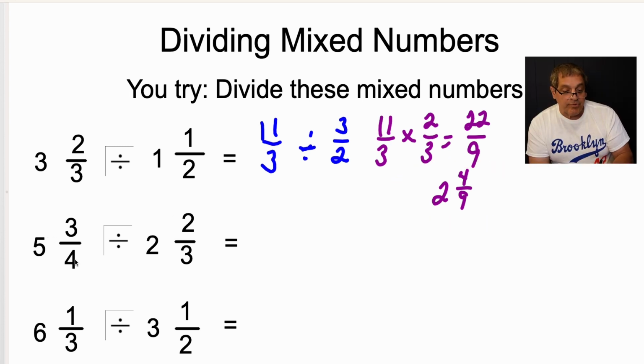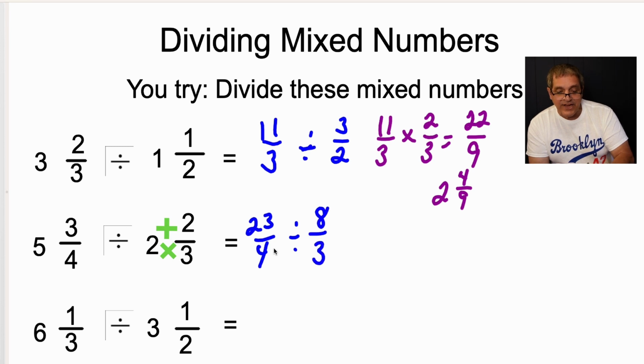All right, our second problem, 5 3/4 divided by 2 2/3. So first, I'm just going to change them to improper fractions. So 5 times 4 is 20, plus 3 is 23 over 4. The denominator does not change. Okay, divided by 2 times 3 is 6, plus 2 is 8, 8 over 3, same denominator.